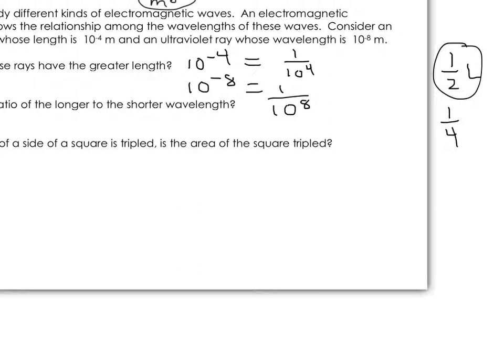So what's larger, 1 over 10 to the 4th or 1 over 10 to the 8th? We know that a smaller exponent means a larger fraction when the numerators are the same. So 1 over 10 to the 4th is larger.